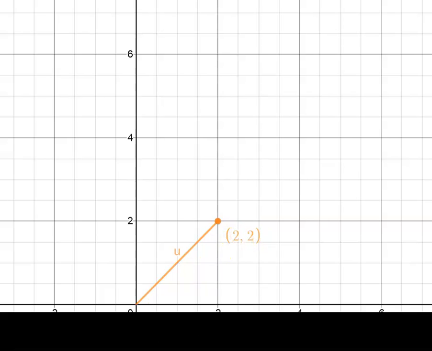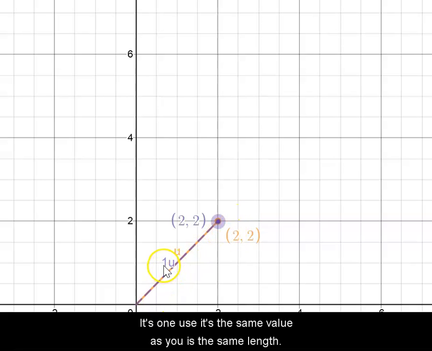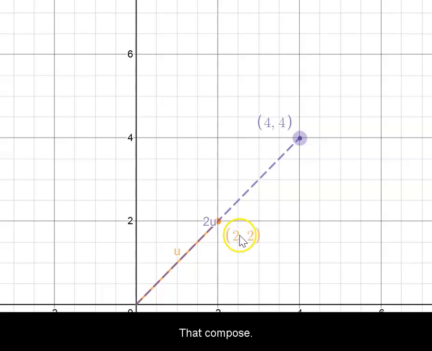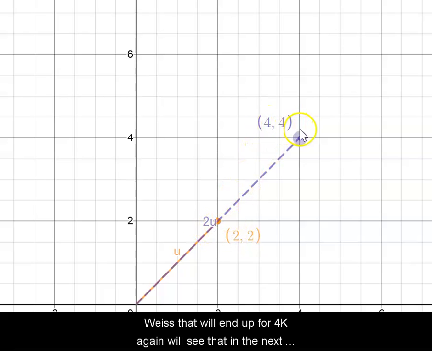So if I multiply that u by a scalar, this purple vector here, it's 1 u. It's the same value as u. It's the same length. Everything is the same. Okay. Now if I change it to 2, it's twice as long, right? If this is a u, this is 2 of them. It's one on top of the other. Notice what it does to the values that compose the points of u. All right. If u ends at 2, 2, twice that will end at 4, 4. Okay. Again, we'll see that in the next video.